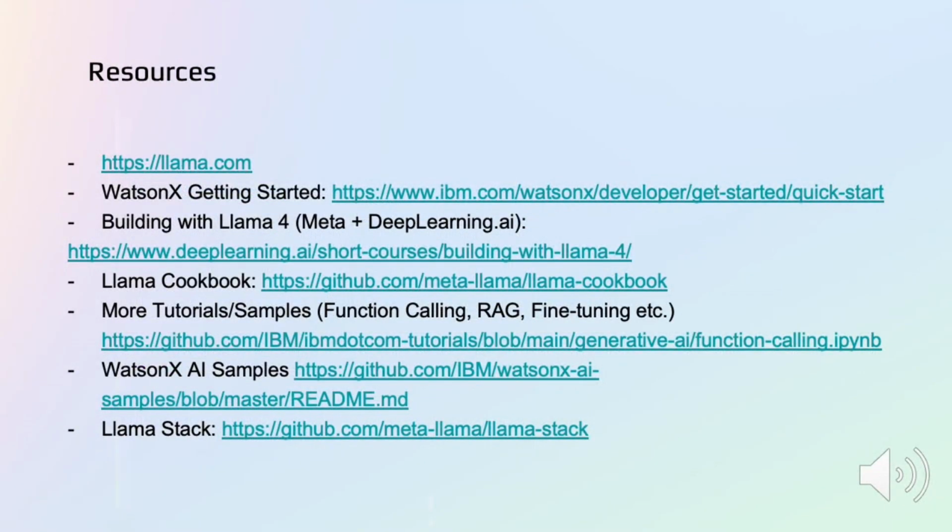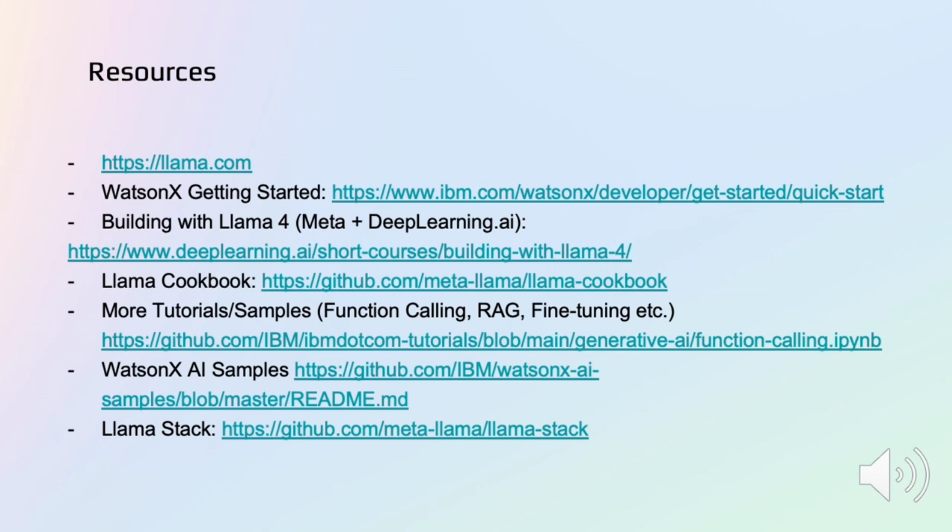Here are more resources for developing with Llama. We covered some of these earlier. For example, llama.com is a place to download and get more information on the model cards, especially Llama 3 and Llama 4, alongside many other useful documents and pointers. The watsonx Getting Started page is also a very useful step-by-step guide. There is a recently published course by Meta and Andrew Ng's DeepLearning.AI that provides a few Jupyter notebooks with which you can start developing immediately. It covers image grounding and other interesting topics.